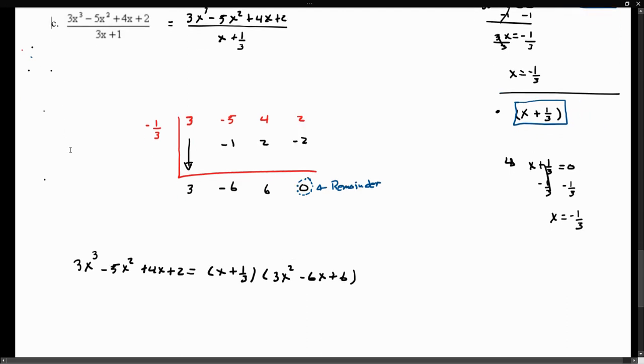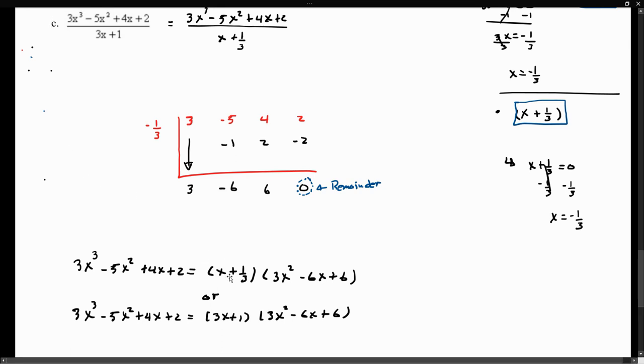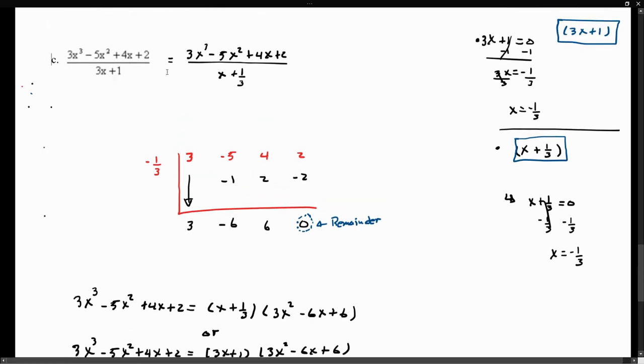Or we could use the original. We could have said, well, 3x to the third minus 5x to the second plus 4x plus 2 is equivalent to 3x plus 1 times still 3x to the second minus 6x plus 6. So this is an or. We could use either one. And the reason why we can do that is because we just showed that these two expressions give you the same result. So we could just use either one, but we're still using our conclusion from synthetic division.